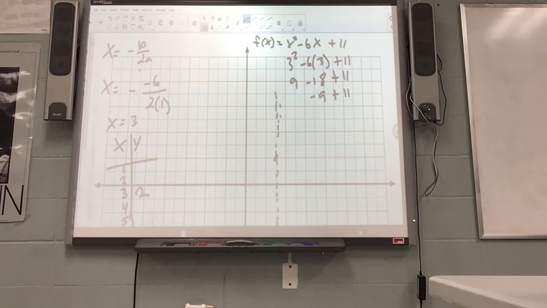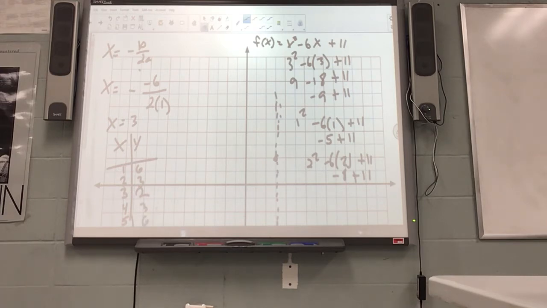Alright, now I'll go to the top of my chart and plug a 1 in. 1 squared minus 6 times 1 plus 11. So that's 1 minus 6 is negative 5, plus 11 is 6. 2 squared minus 6 times 2 plus 11. So that's 4 minus 12 is negative 8. Negative 8 plus 11 is 3. And you should get 3 and 6 for the other two.